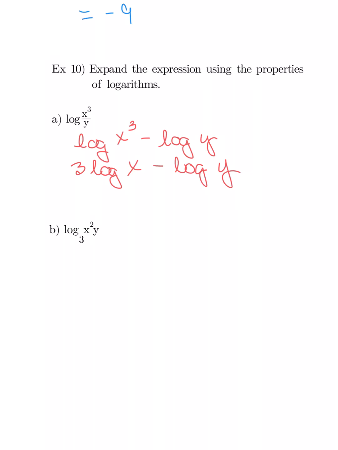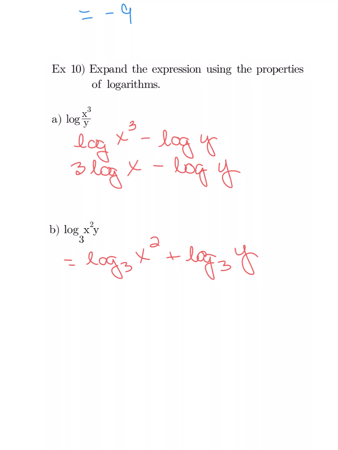For our second example, we have log base 3 of the argument x squared times y. So here we're going to use the other rule that says when you have multiplication in your argument, you split it into separate logarithms using the same base and add the two logarithms, splitting the arguments. So log base 3 of x squared y becomes log base 3 of x squared plus log base 3 of y.